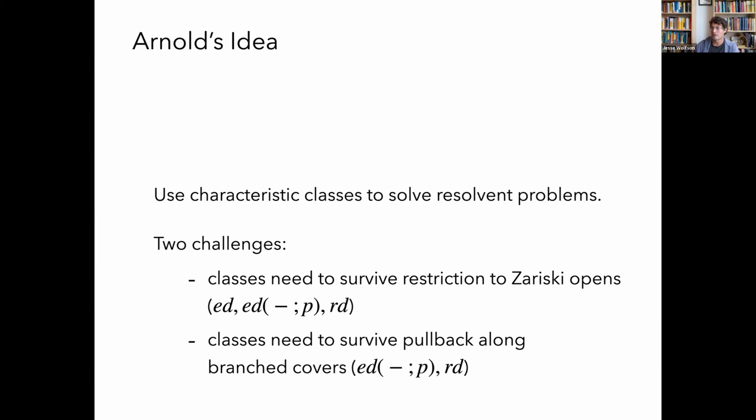And another one, and this is particularly thorny for resolvent degree, is that you need some way to guarantee that your classes survive pullback along branch covers, right?